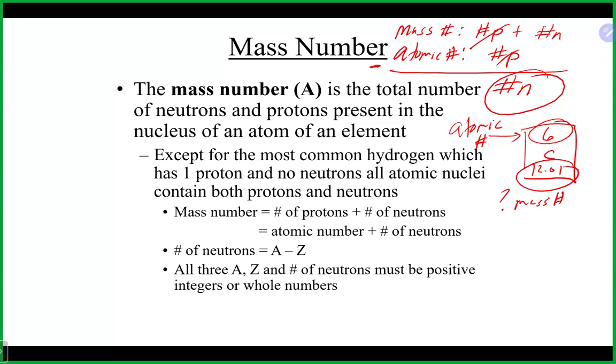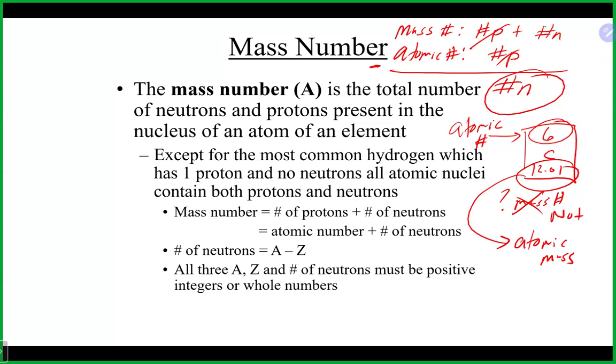Once again, atomic number, mass number, protons, electrons, and neutrons all need to be what type of number? They need to be whole numbers. Those numbers up there are not whole numbers. That is not the mass number. That is what is known as, we'll talk about, the atomic mass. So that is the atomic mass up there, which is different than the mass number.